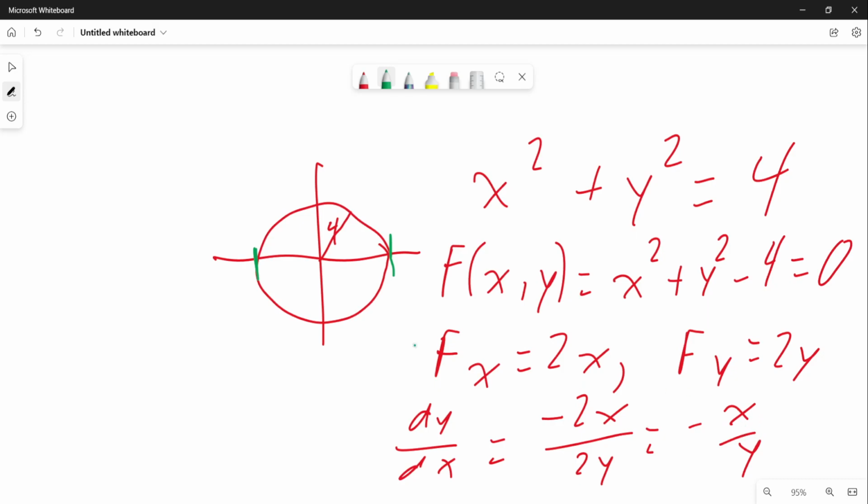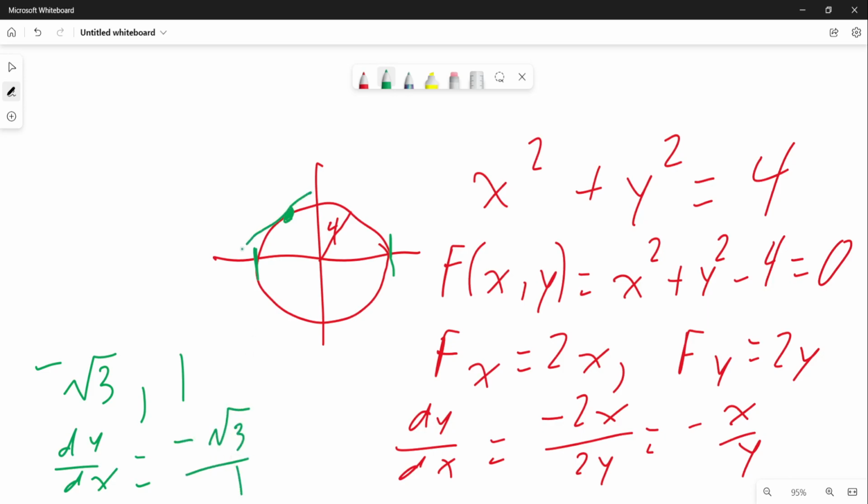But other than that, if I give you an xy, say root 3 and 1, or negative root 3 and 1, that would be this point here, let's say. That does solve this equation. And if I plug it in, that would mean dy over dx is negative root 3 over 1. So the slope here is negative.